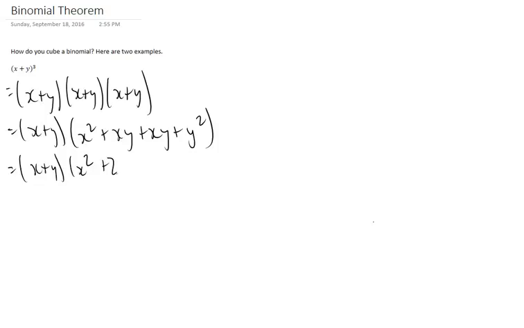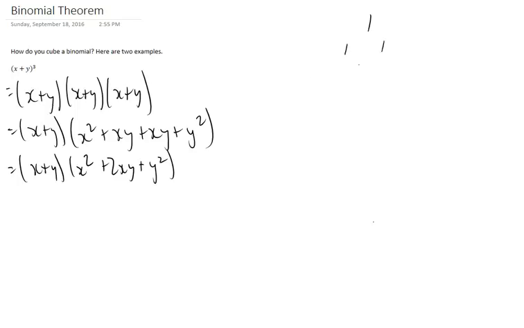From grade 10 and grade 11, you should remember how to expand a binomial squared. x times x is x squared, x times y is xy, y times x is xy, y times y is y squared. Simplify: x squared plus 2xy plus y squared.